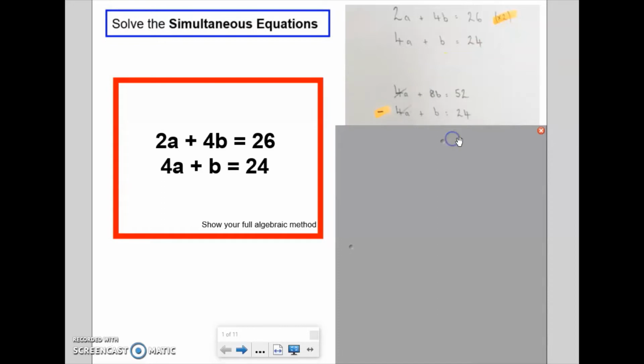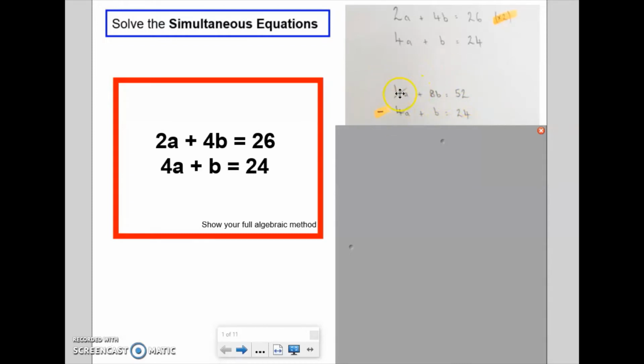So my question now looks like this. I've ended up with 4a plus 8b equals 52 because everything on the first line has been multiplied by 2. Make sure you multiply all the terms in the equation. It's a very common mistake that students forget to multiply all of the terms on that line.